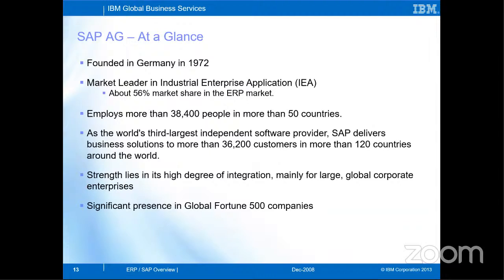See the numbers: it's in more than 50 countries, and there are hardly 40,000 people working in the company. But you know that all the consulting companies in India are much more populated than this, right? It's also the world's third largest independent software provider. It delivers business solutions to more than 36,100 customers, and this is just the on-premise customers that you see here. The numbers are also growing in the cloud customers, and it's one of the global Fortune 500 companies.